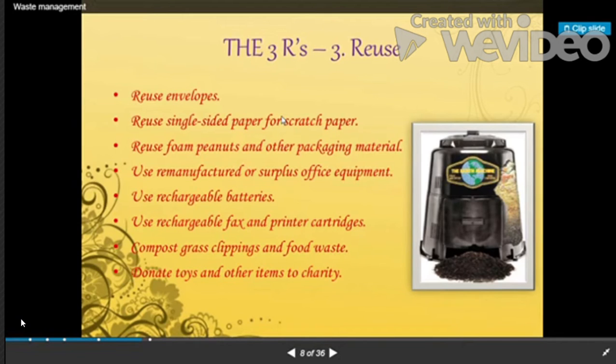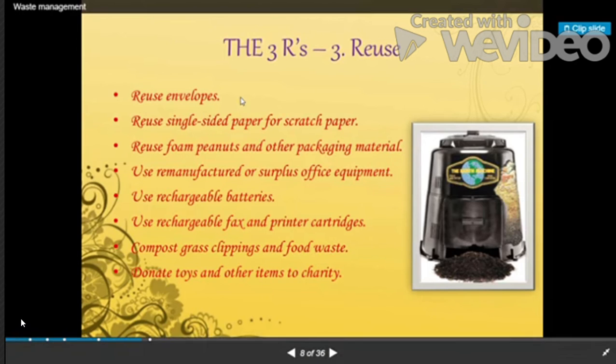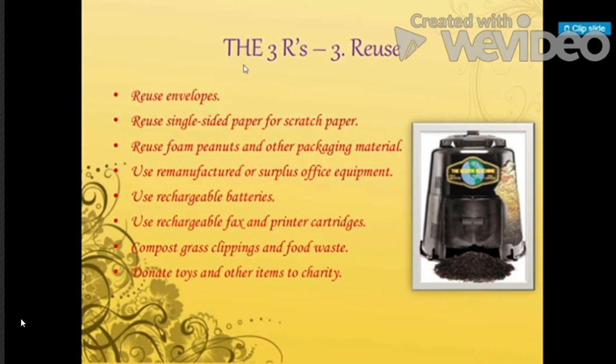Next is reuse. So what can we do to reuse? We can reuse our envelopes, reuse single-sided paper for scratch paper, reuse foam peanuts and other packaging material, use remanufactured or surplus office equipment, use rechargeable batteries, use rechargeable fax and printer cartridges, compost grass clippings and food waste, and also instead of throwing away our old toys or our children's old toys, we can donate the toys or other items to charity.